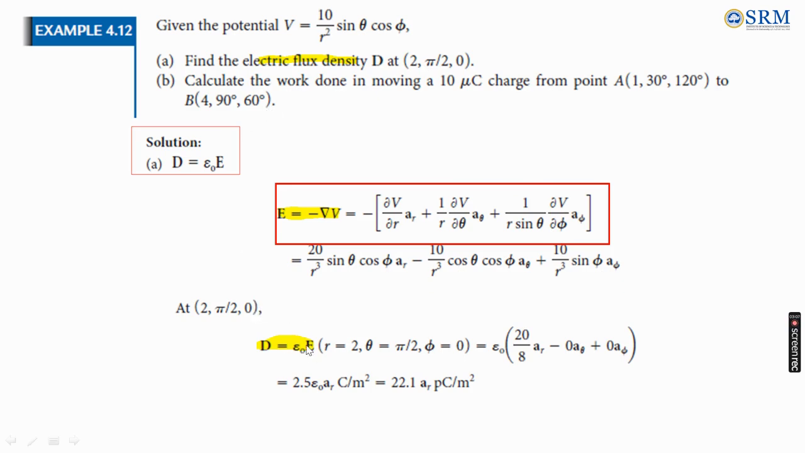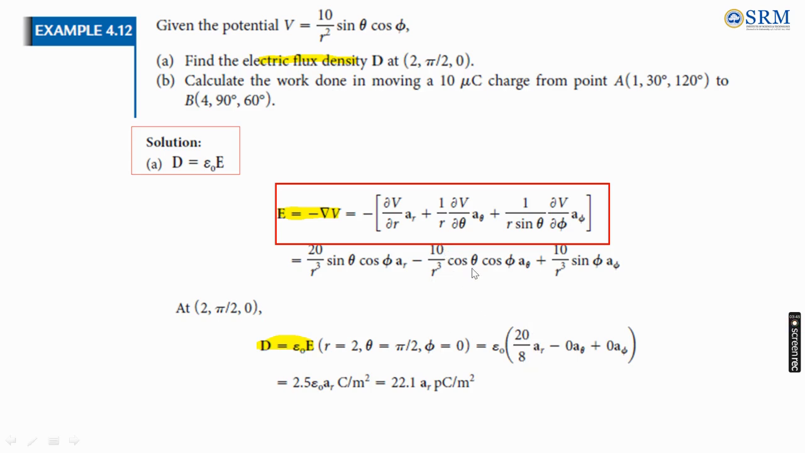So we are now going to substitute in this expression. Epsilon naught, we already know the formula, 8.854 into 10 power minus 12. We will substitute this permittivity of free space constant, and we are going to replace r by 2, theta by pi by 2, and phi by 0. While doing that, sine 90 is 1, cos 0 is 1. So in 20 by r cube, r is 2, right? 2 cube is 8. 20 by 8 a r cap will come.